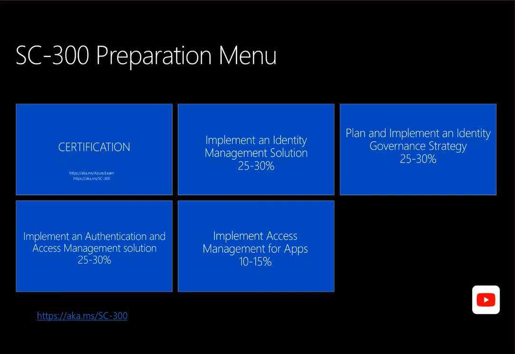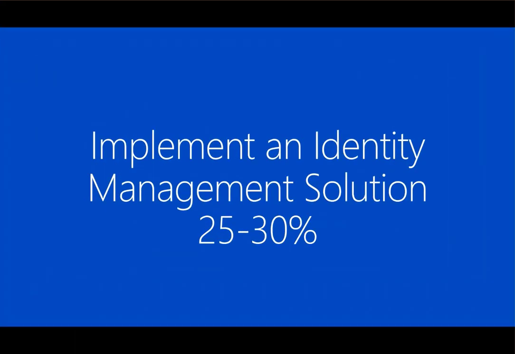Now, as they say in the UK, let's get cracking with the first module, which is Implement an Identity Management Solution. Quite a bunch in this, and you see it's 25 to 30% of the exam. So when you see a percentage that large, it's an area you want to spend some time. So categorically, there's 4 subsections.